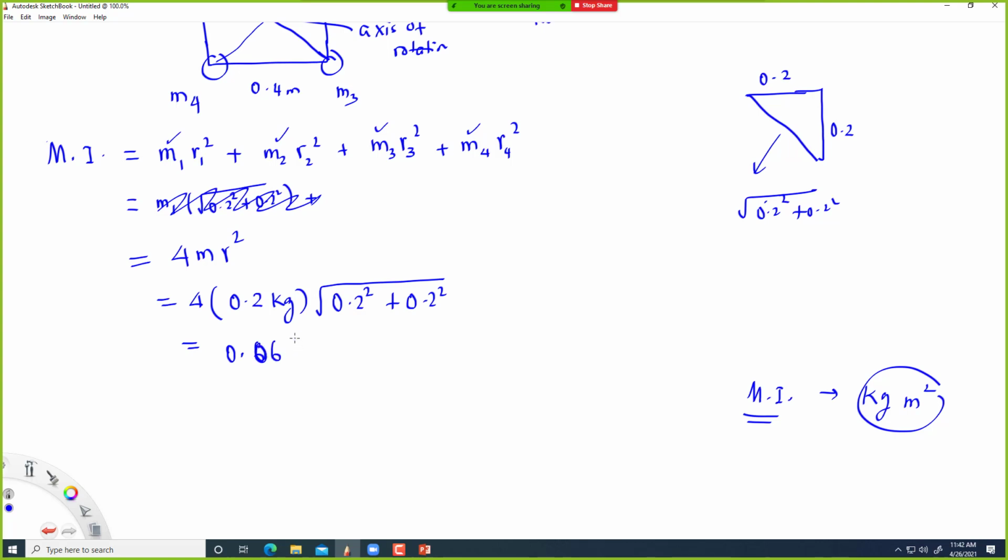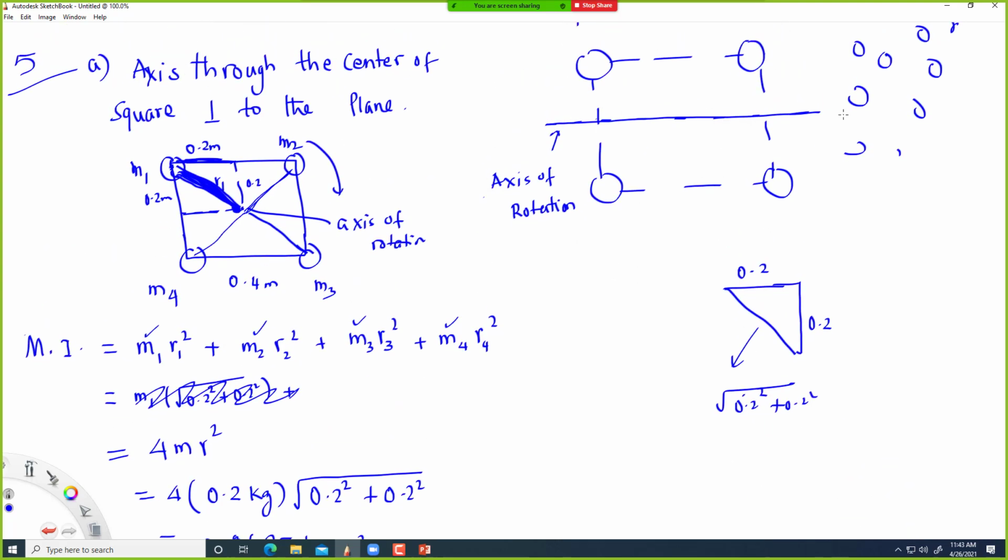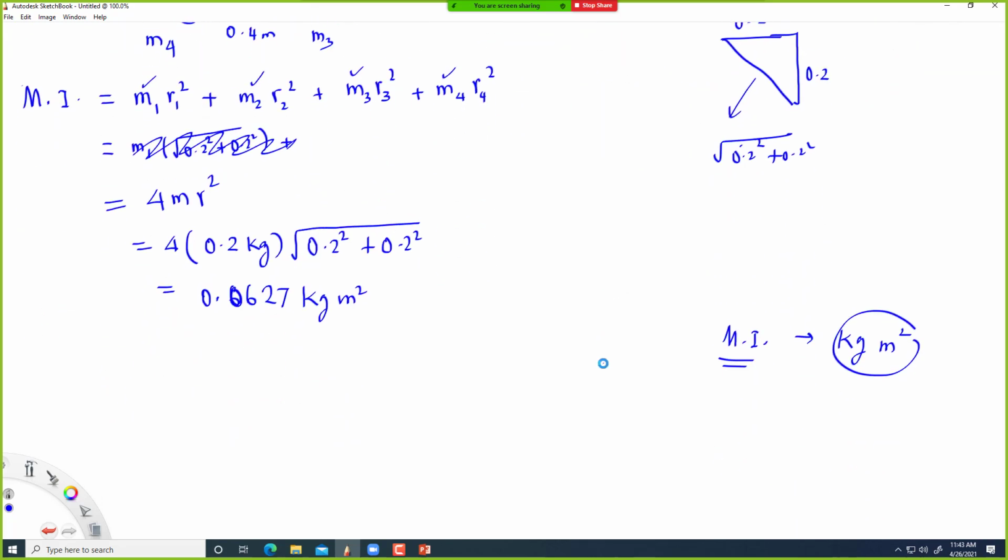0.0627. Okay, so that's for that axis. Now let's look at part B, bisecting two opposite sides of the square. Now this would be the axis that I showed in the beginning. So this is the axis that bisects the middle of the square. Okay, so this is our axis of rotation.